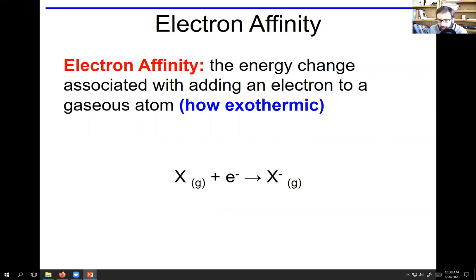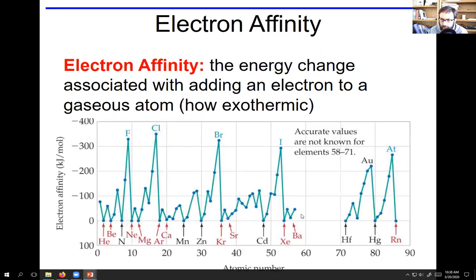This is basically the exact opposite of ionization energy, right? Where we were removing an electron in the gaseous state to form a cation. Now we are adding an electron in the gaseous state to form an anion. And you can see here's kind of a plot of the different electron affinities. We usually only talk about the first electron affinity, although in principle you could do the second electron affinity. It's just difficult to measure, it turns out.